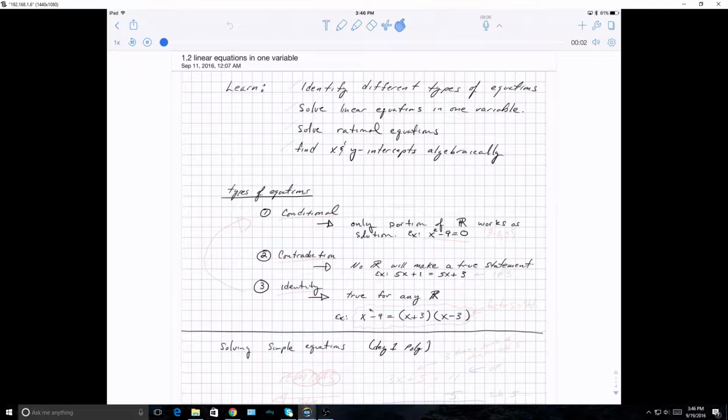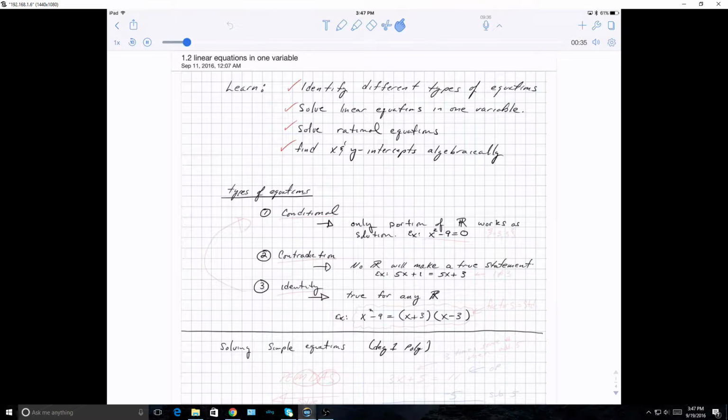Alright, now we're going to talk about section 1.2, linear equations in one variable. We're going to look at the basics of algebra in this case, and that's looking for a pattern and looking for an unknown. So we have to identify different types of equations, solve linear equations in one variable, look at rational equations, and compute x and y intercepts algebraically.